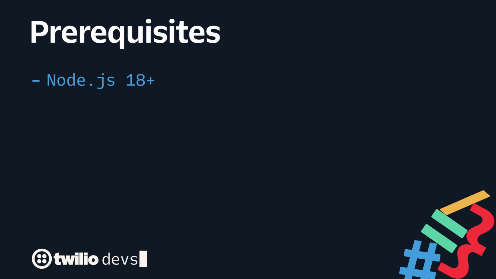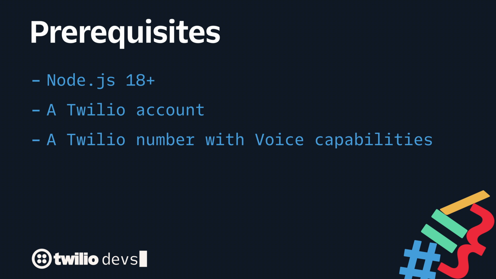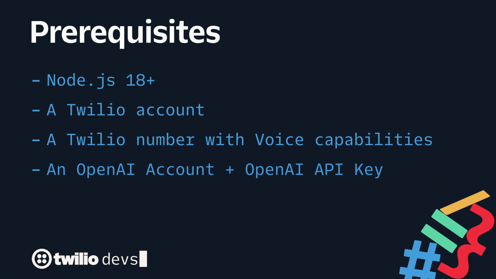You're going to need Node.js 18+, you'll need a Twilio account, as well as a Twilio phone number with voice capabilities. You're also going to need an OpenAI account, plus an OpenAI API key that has access to OpenAI's Realtime API. If you need any help with any of these prereqs, we've got a blog post in the description below this video.